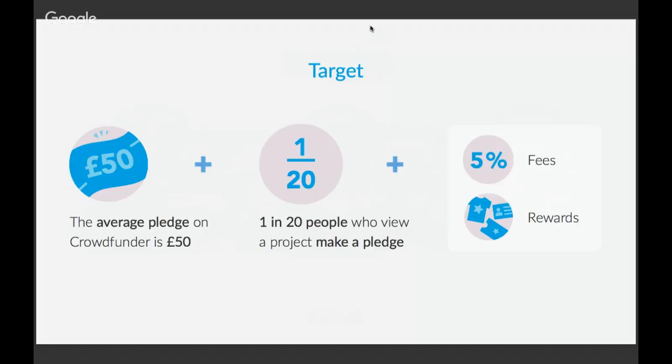Of course, do take into account any cost for fees and anything that it's going to cost you to deliver on your rewards as well. That's really important to make sure that you have enough money to actually make your idea happen in the end.